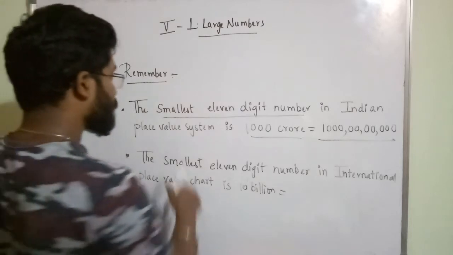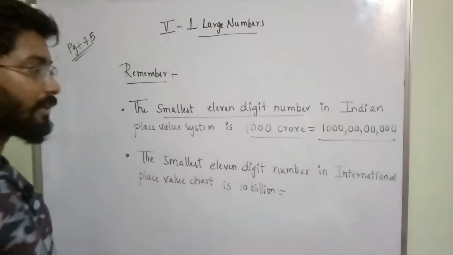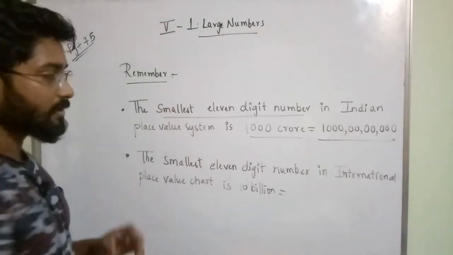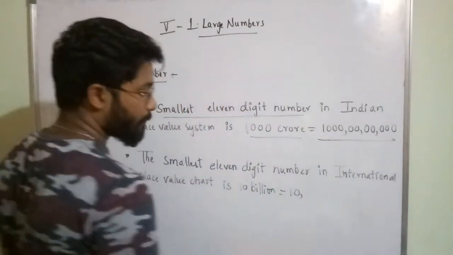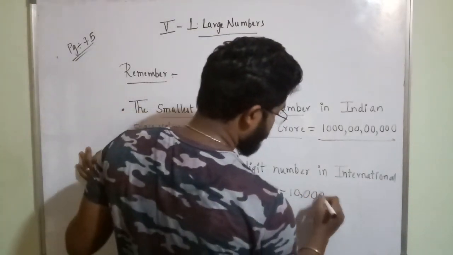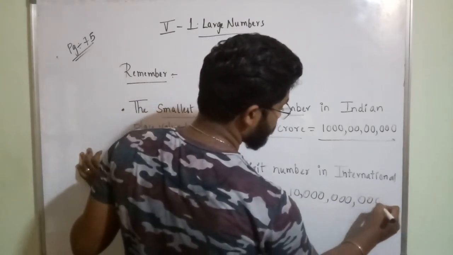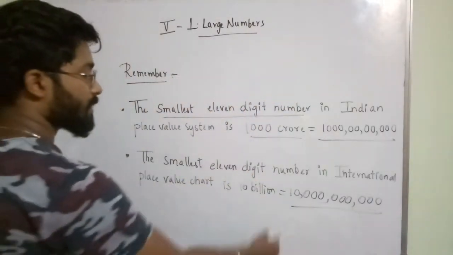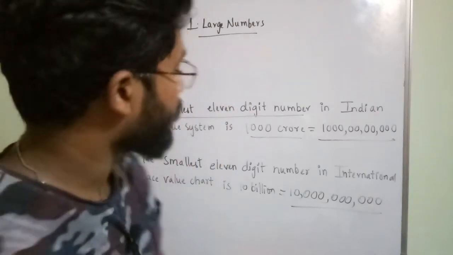Okay, both we are talking about an 11 digit number only, but the way of representation and the system is changing. 10 billion means how? 10 is in billions place, this is millions, next thousands, this is ones. Okay, 10 billion we will represent like this in the international place value chart. Okay, 2 points we have completed now.